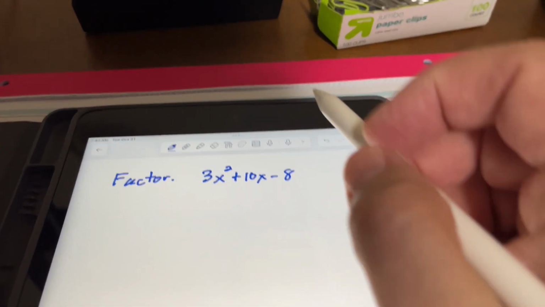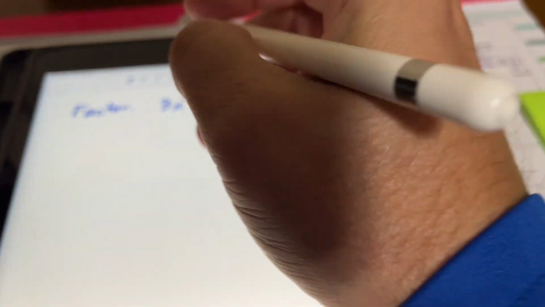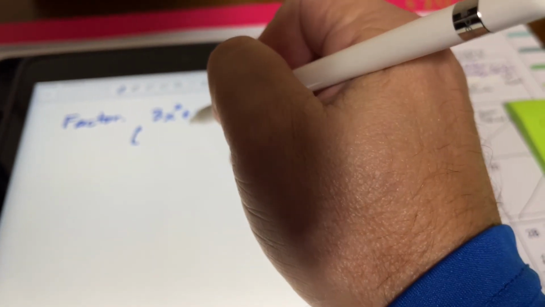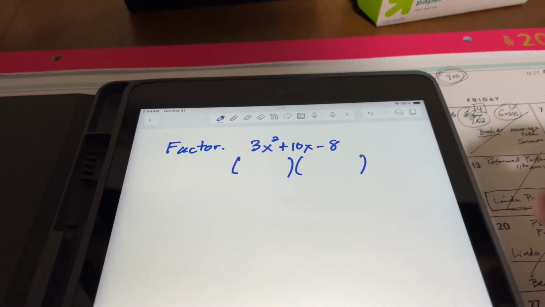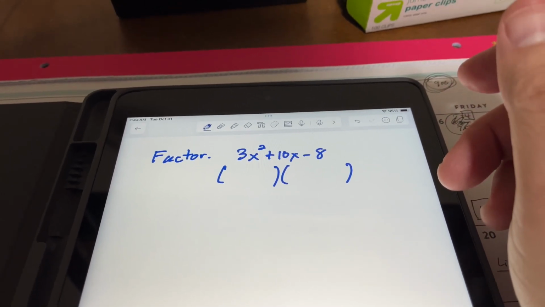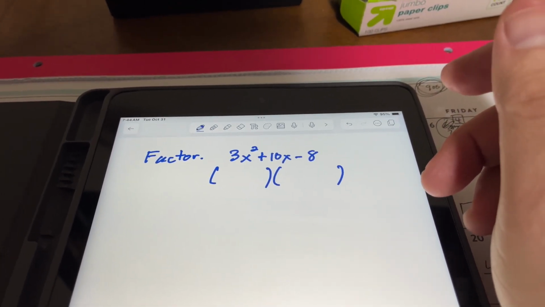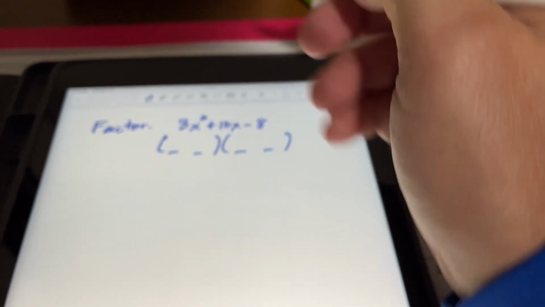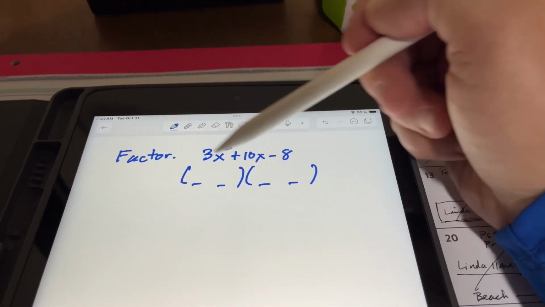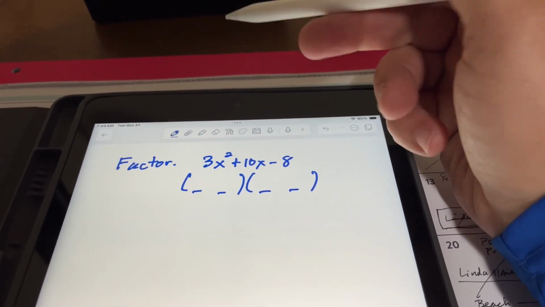So then because it has 3 terms, we want to set up 2 sets of parentheses like this. This is called the guess and check method. So I'm putting down 2 sets of parentheses, and we really want to think about this as having 4 blanks to fill in. So we have 4 blanks to fill in our parentheses.